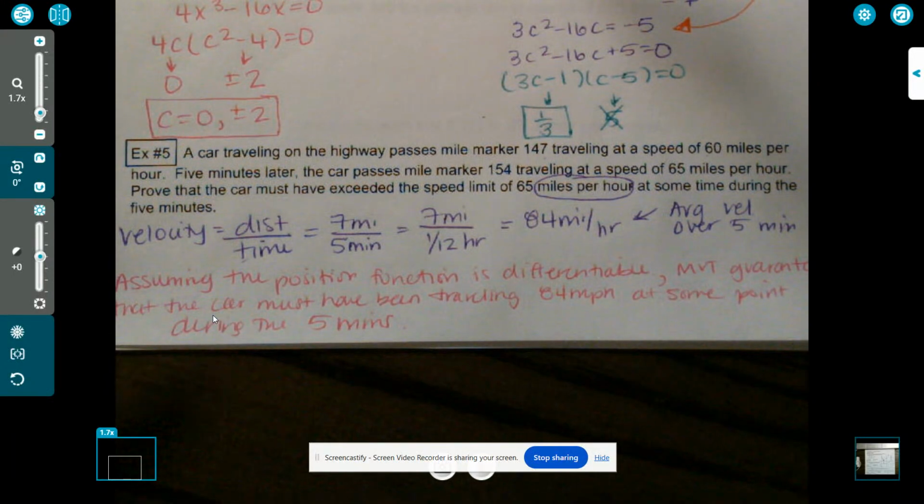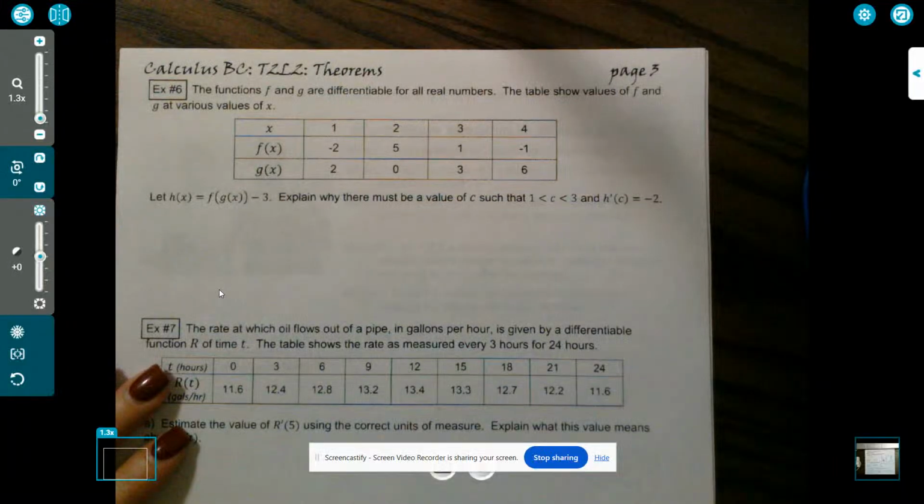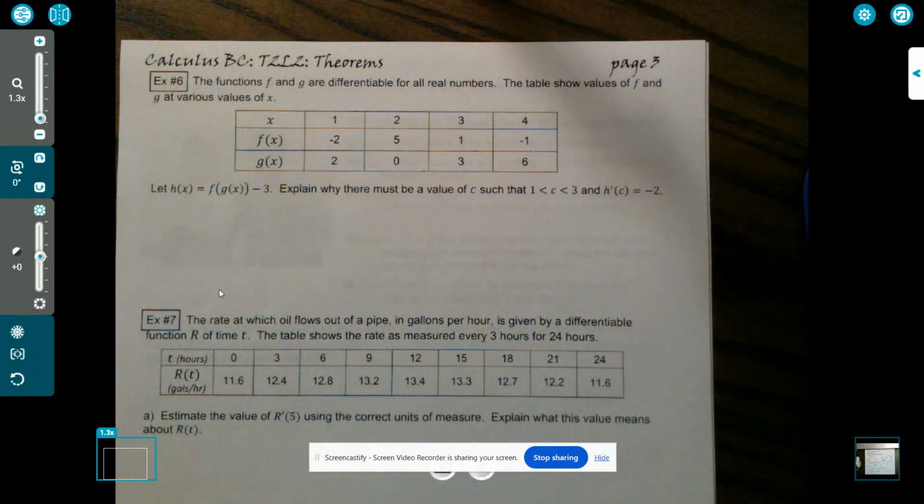All right, let's go to the last page. The functions f and g are differentiable for all real numbers. The table shows the values of f and g at various values of x.